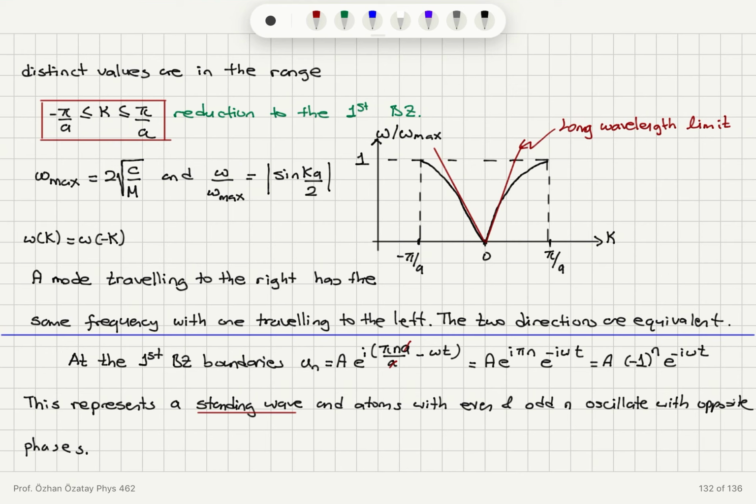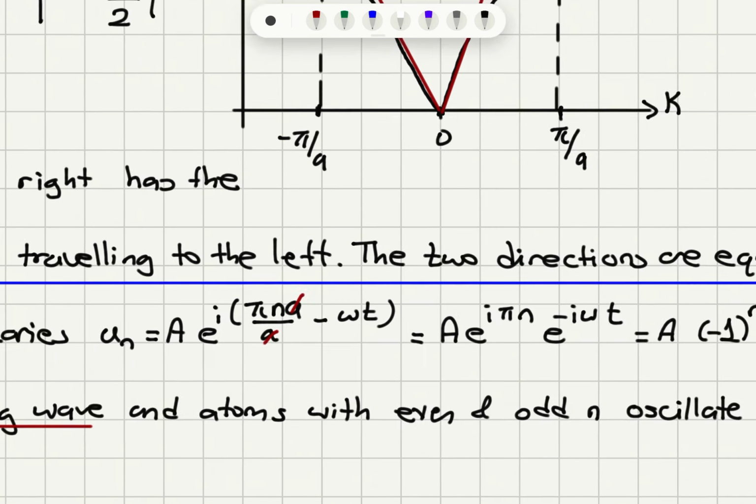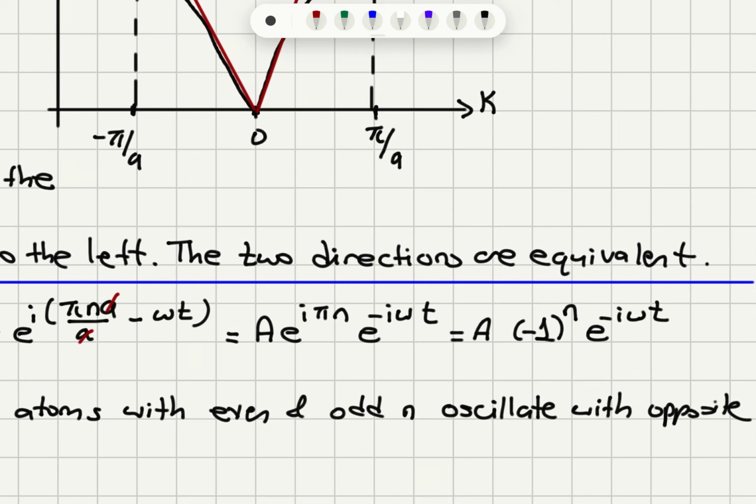Now, if I look at the first Brillouin zone boundaries and substitute k equal to pi over a, for example, here a e to the i k n a becomes a e to the i pi n minus omega t, and that is a e to the i pi n, cosine pi n plus i sine pi n. Sine pi n is 0, so this will give me cosine pi n, which is minus 1 to the power n. So depending on the value of n, this could be minus 1 or plus 1.